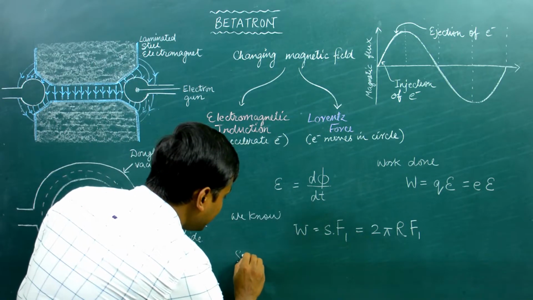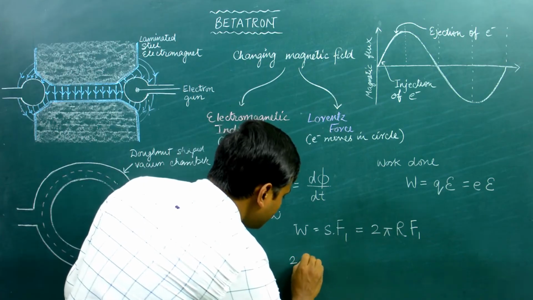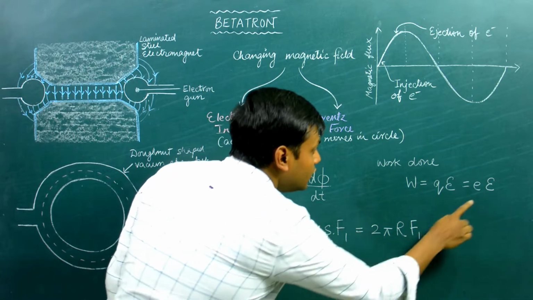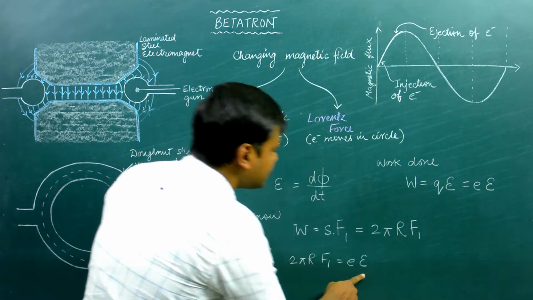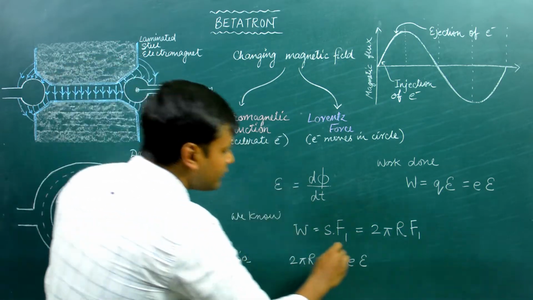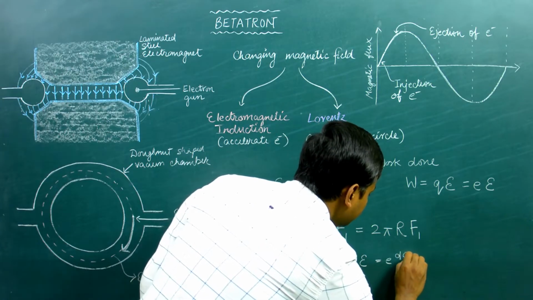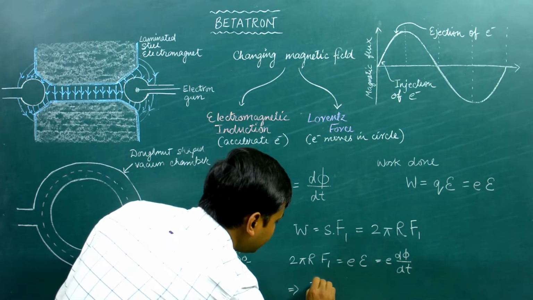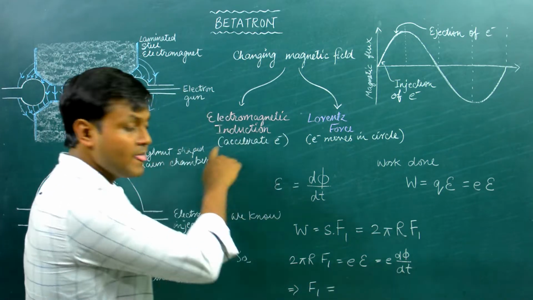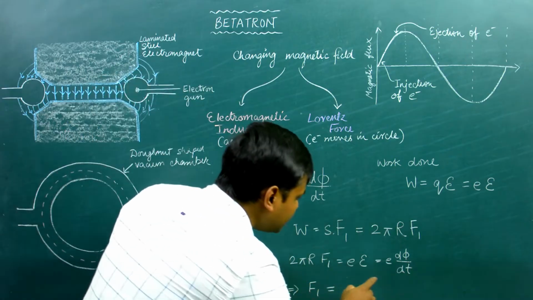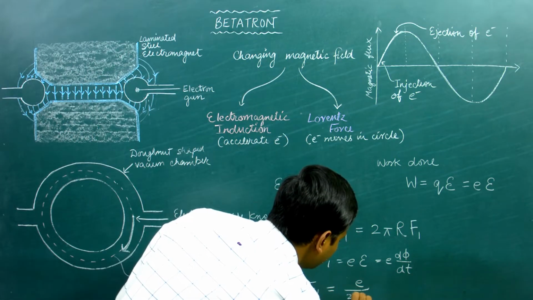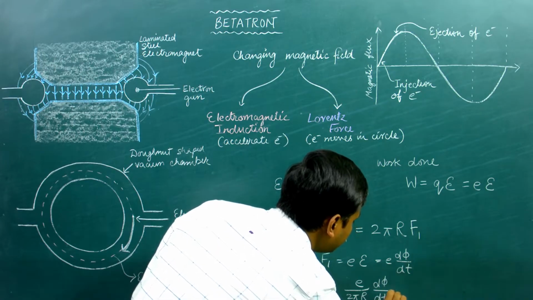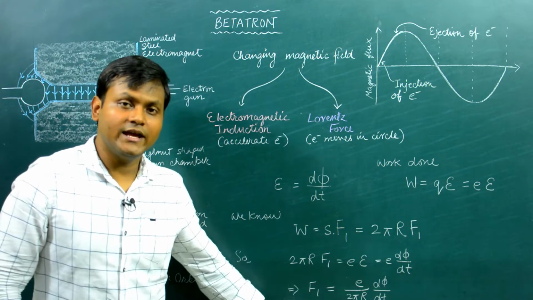Yes, so I can say that 2 pi r F1 is equal to what? E upon epsilon. What is this? This is the induced EMF, which is nothing but E d phi upon dt. So from here I can say that the force associated with this electromagnetic induction is basically equal to E upon 2 pi r d phi upon dt. Okay, so this is the force associated with the electromagnetic induction.